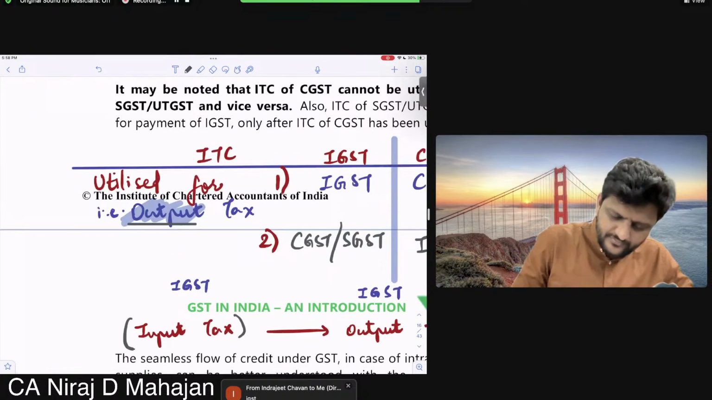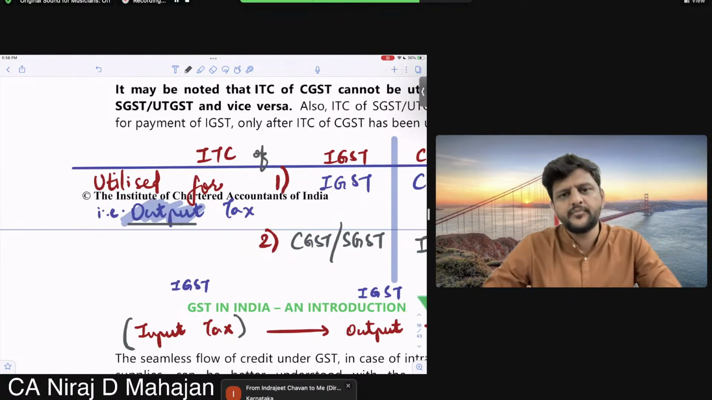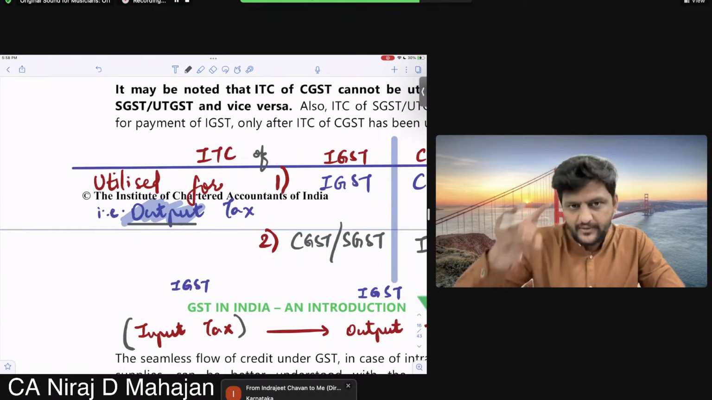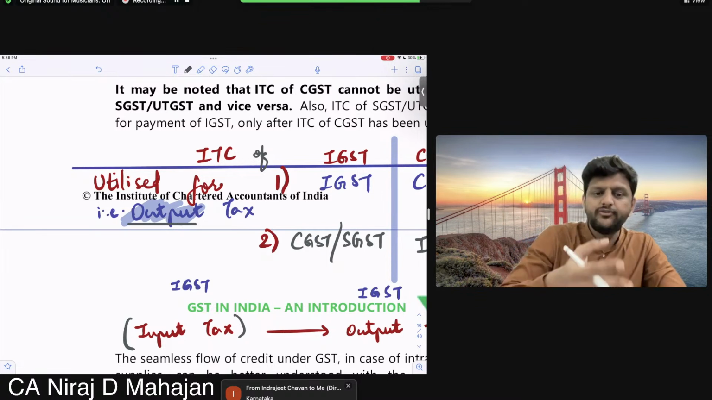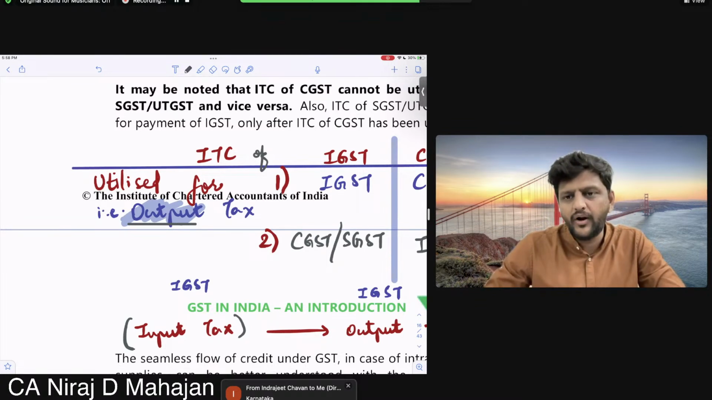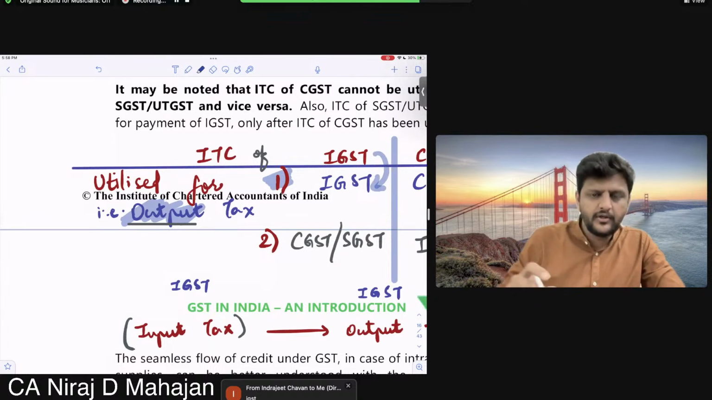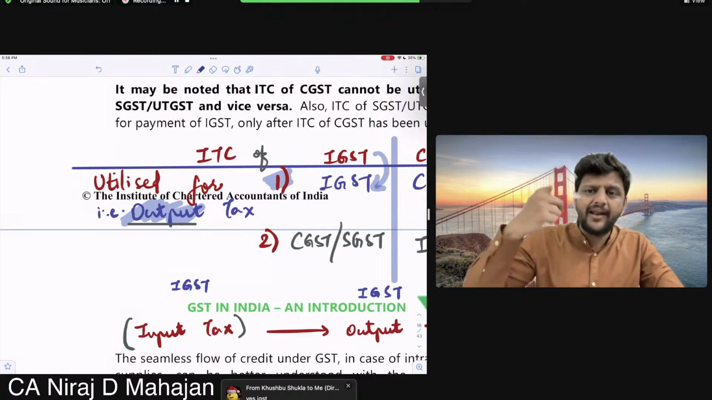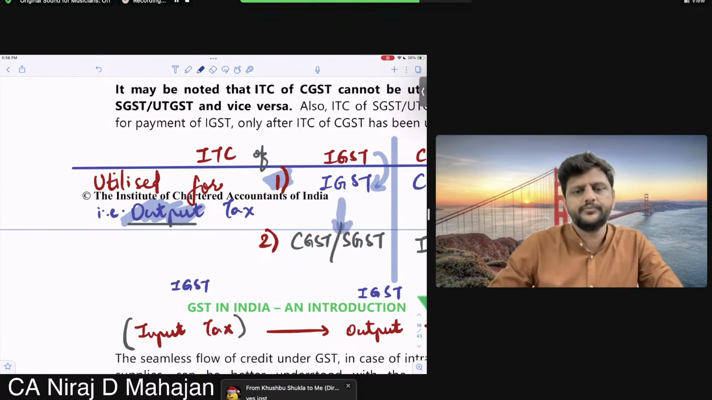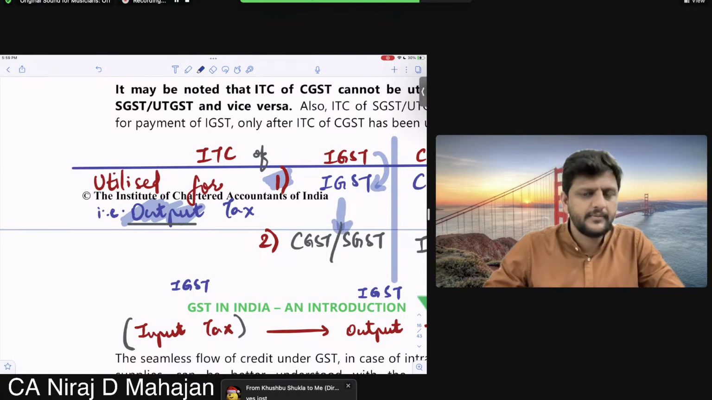ITC of IGST will be set off. Now look at the first column. It will be utilized for what? What first number I have written? IGST. Number one is what? IGST. Can you see that here or no? ITC of IGST will be first utilized towards output of IGST, and if balance remains, then you will go to CGST, SGST.